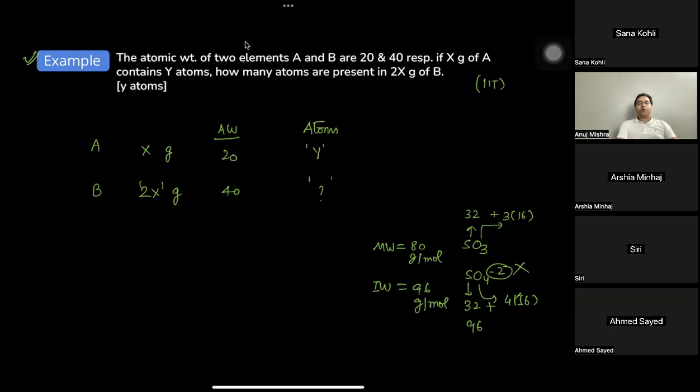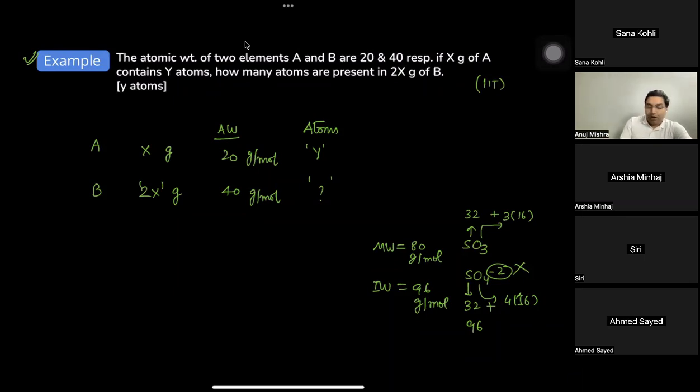Look at the question first. Can you comprehend the question? Atomic weights of two elements A and B are 20 and 40. The units will be gram per mole, as we know. Shall not be a problem to you. Weight of A is x gram, weight of B is 2x gram. For A, x gram, atomic weight is 20. We get Y atoms in this, as per the question's language.